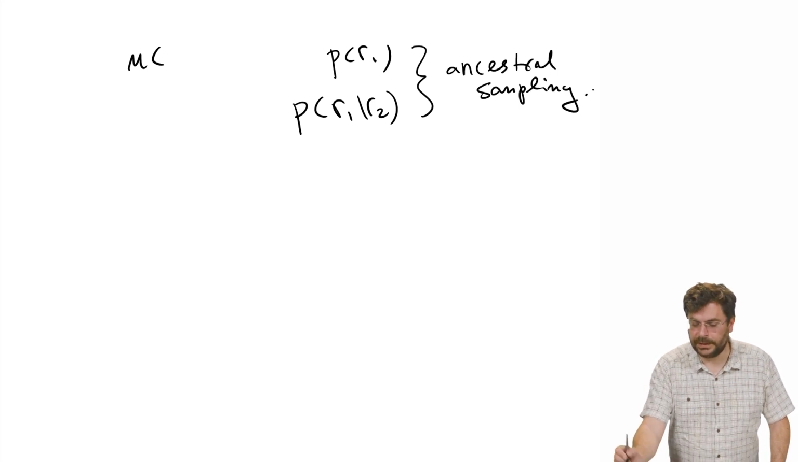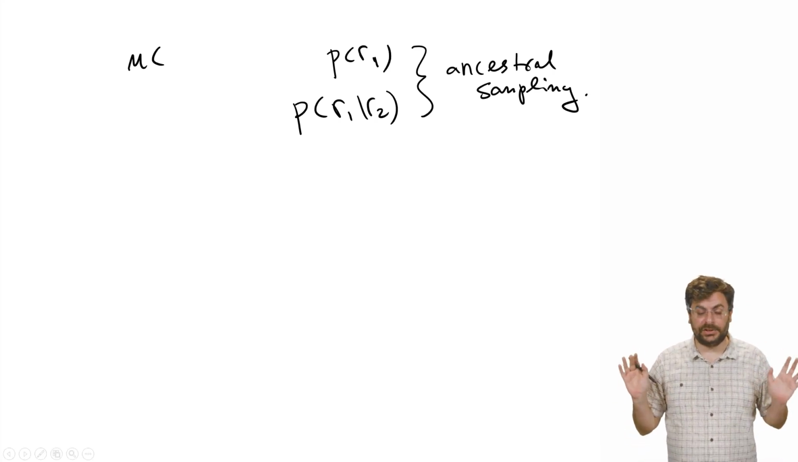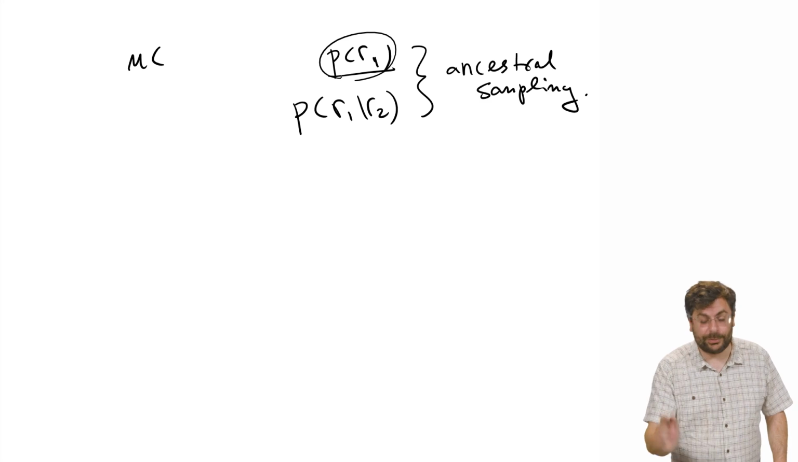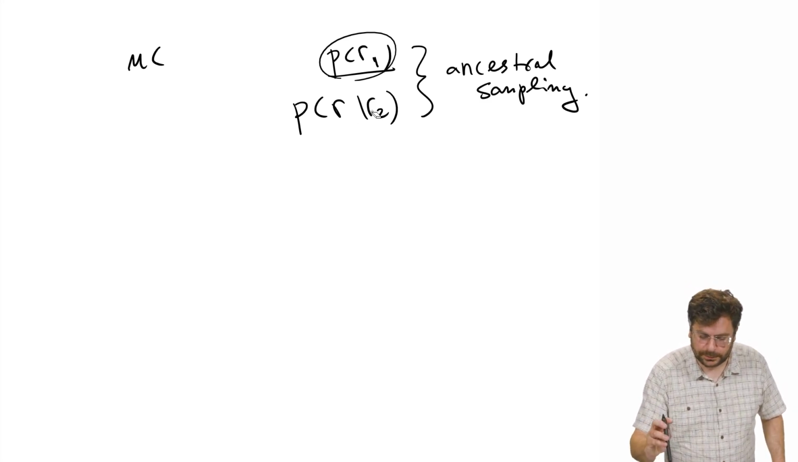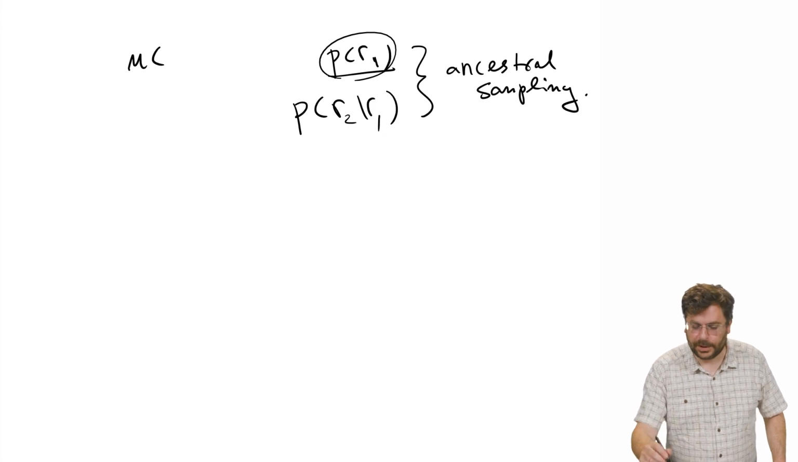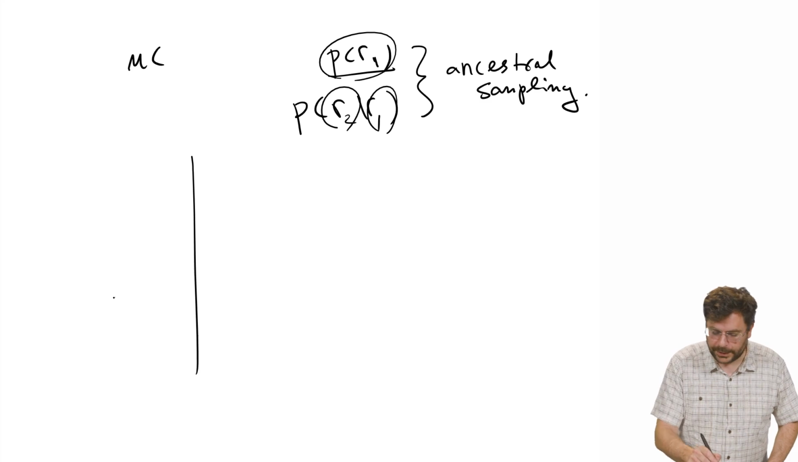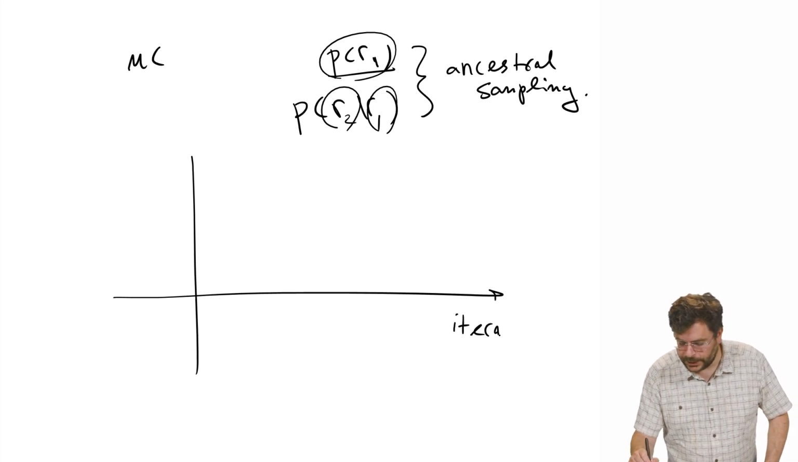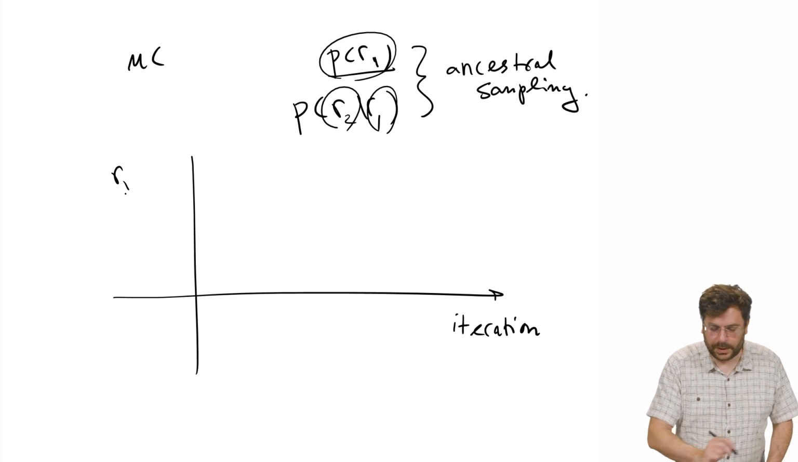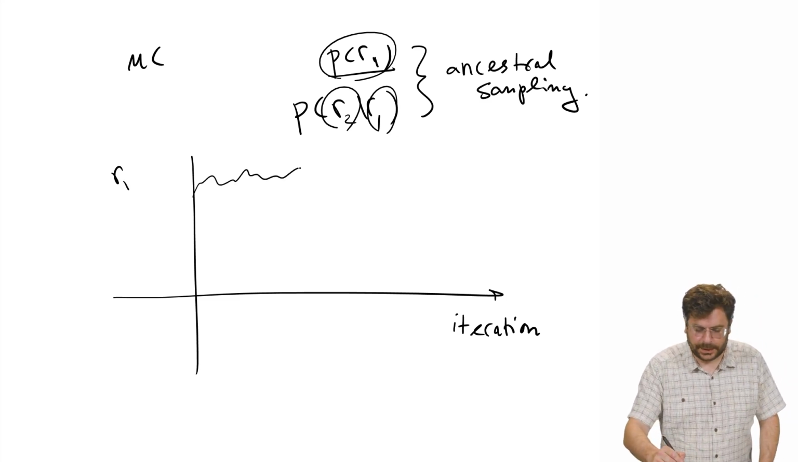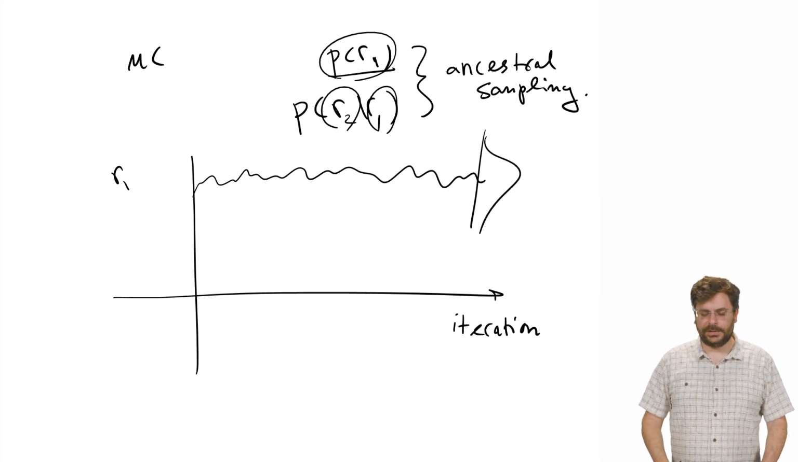Every sample would be accepted by construction. There's no Markov chain, and I don't need to start from any initial condition. I first draw R1 directly from its distribution, and then conditioned on its realization, I then sample R2. Great. So if I were to look at R1 versus iteration number, it's going to be always drawn from the target, and the target distribution could look something like this.